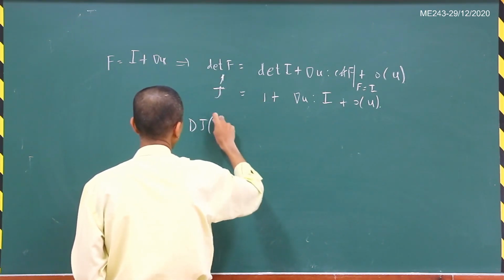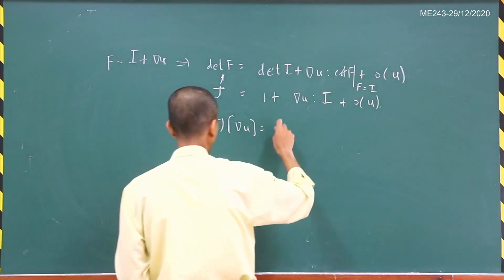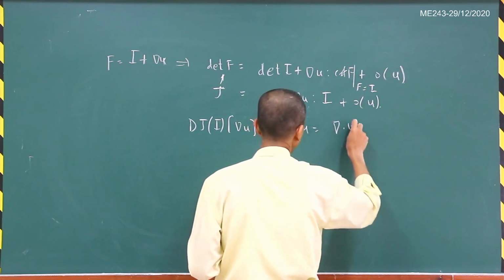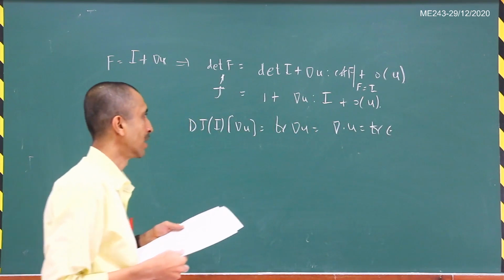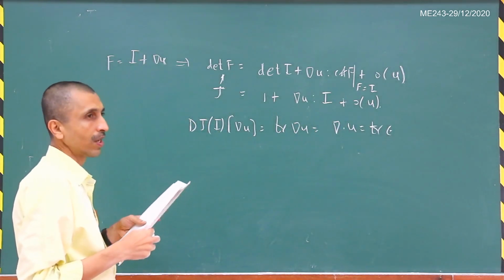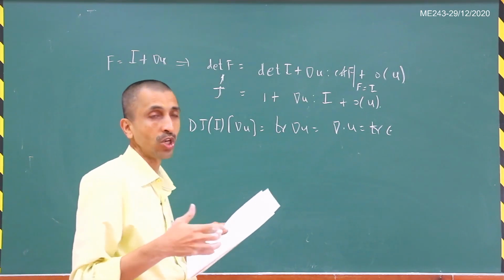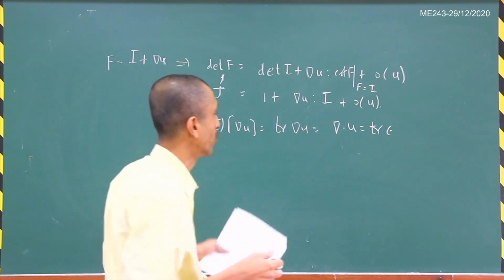So d of j in the direction del u is equal to trace of del u, which is equal to del dot u, which is also equal to trace of epsilon. So that is the result that you get. So in the linearized context, the change in volume per unit volume is del dot u.